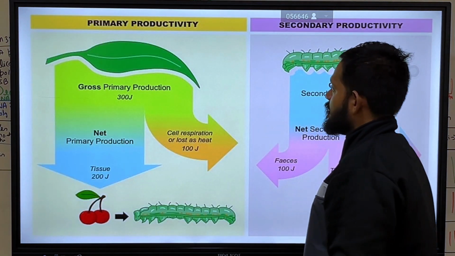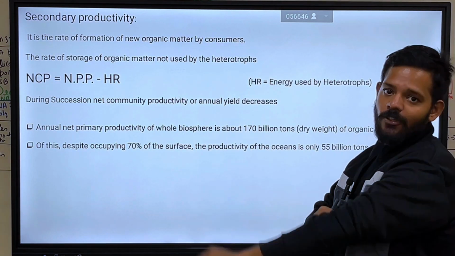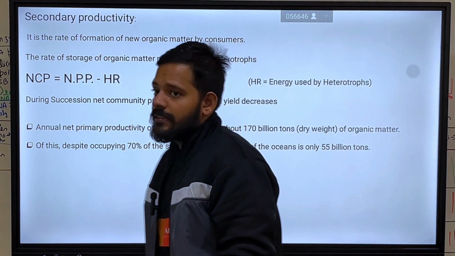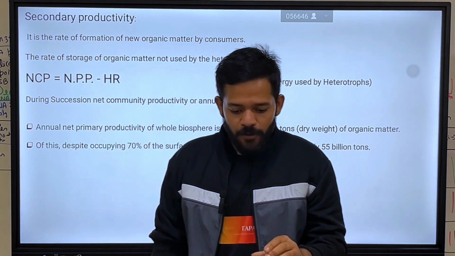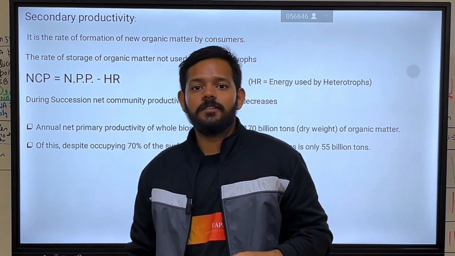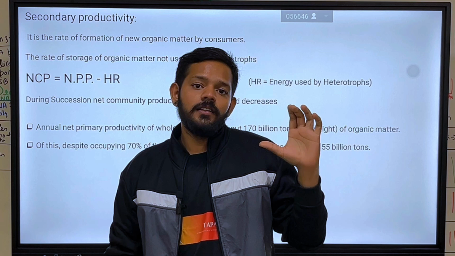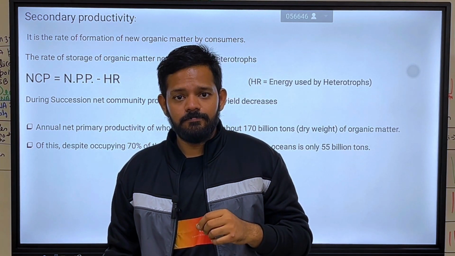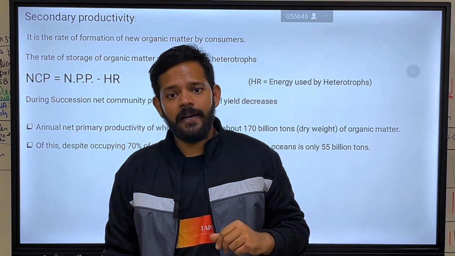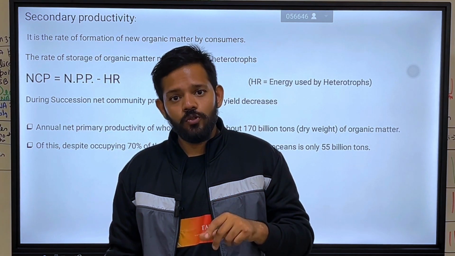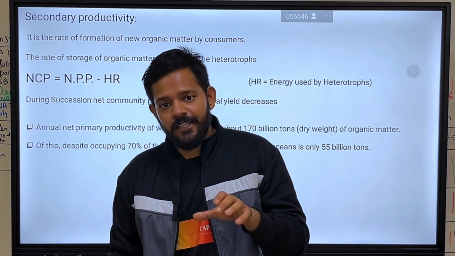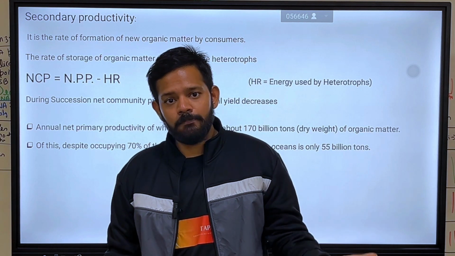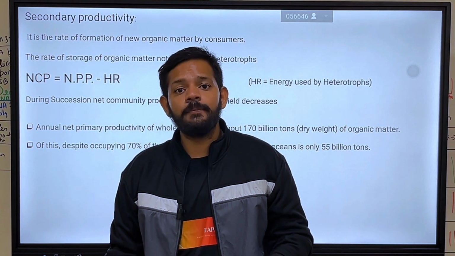Okay. Next, now we talk about secondary productivity. Secondary productivity is the productivity which is produced by heterotrophs. For example, there is a plant. It is eaten by a bird. And that bird is eaten by a tiger. The biomass which is produced by that bird eating that plant is called secondary productivity.